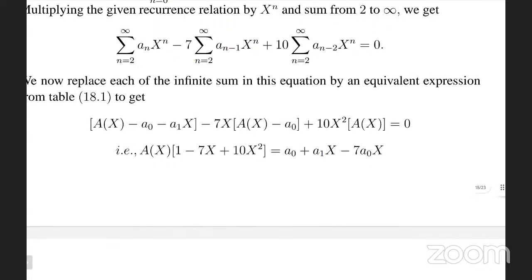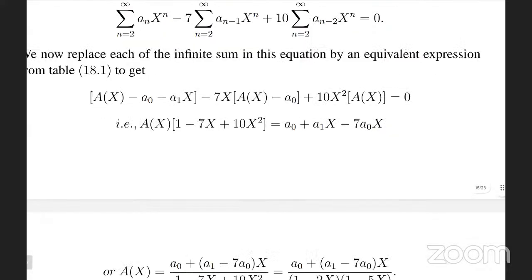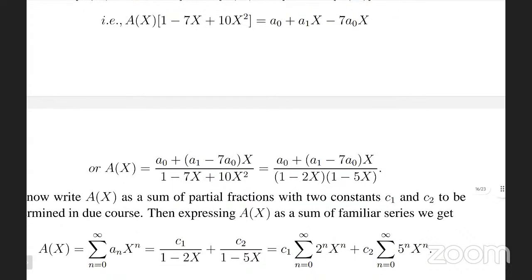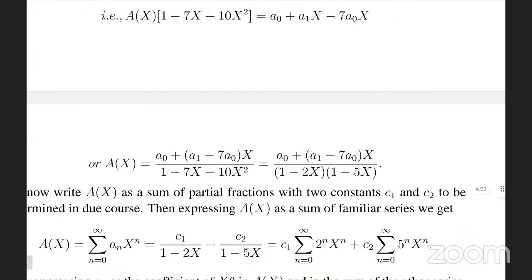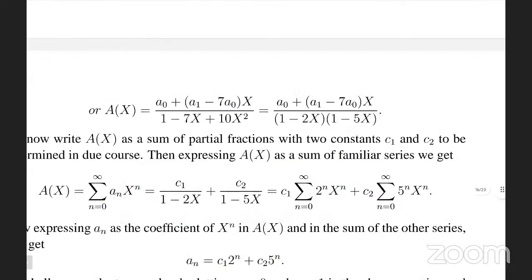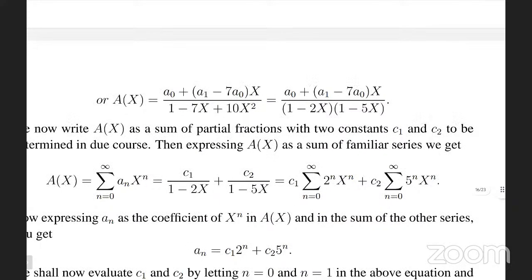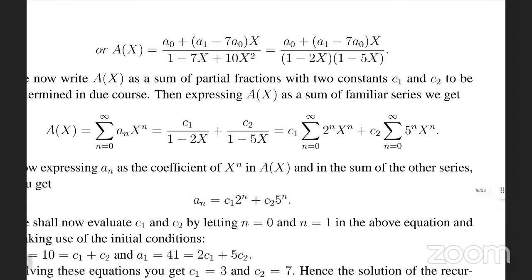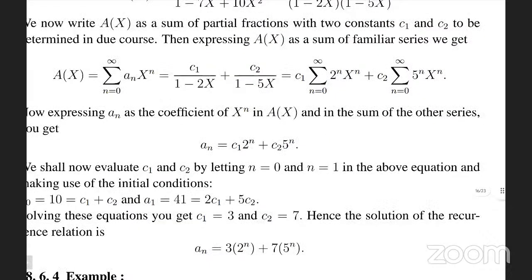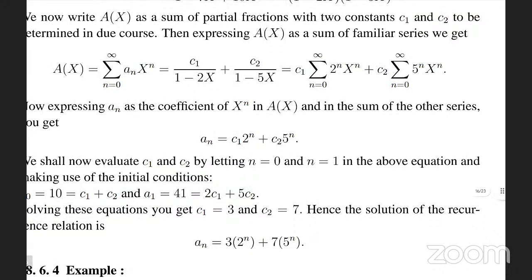I can get a naught plus a1 minus 7 a naught x. So a of x equals a naught plus (a1 minus 7 a naught) x over 1 minus 7x plus 10x square. Now it is a partial fraction, so we can separate it: C1 by 1 minus 2x plus C2 by 1 minus 5x. So C1 into summation n equal to 0 to infinity 2 power n x power n plus C2 into summation n equal to 0 to infinity 5 power n x power n. So directly we can say an equals C1 2 power n plus C2 into 5 power n. Then we can apply the conditions.